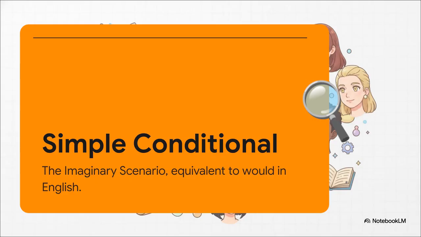Leo frames this big concept beautifully by defining his favorite of the two, which is the simple conditional. He calls it the imaginary scenario. This is your direct one-to-one equivalent to adding the word would in English. It's this world where actions depend entirely on a condition. And the structure is actually super friendly. Instead of chopping off the end of the verb like you usually do, you take the full infinitive, like amar, to love, and you just glue the new endings right onto it. So amar just becomes amaría. You are literally just adding on to the action to make it hypothetical.